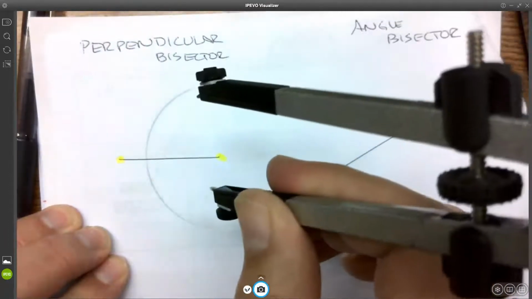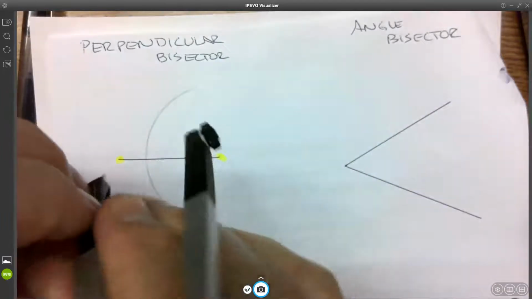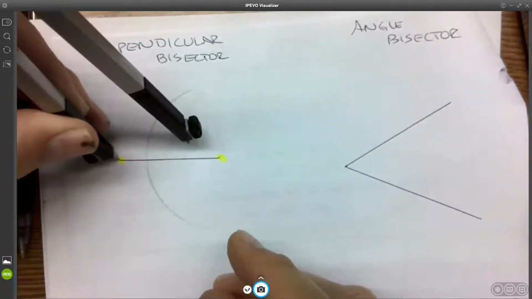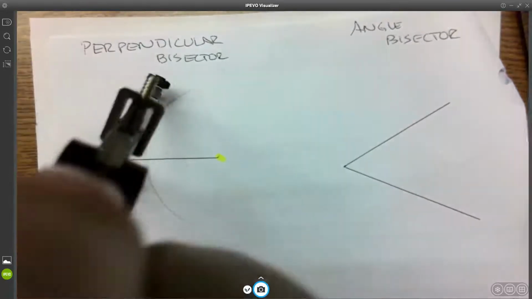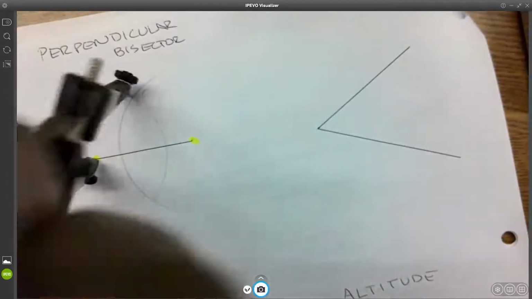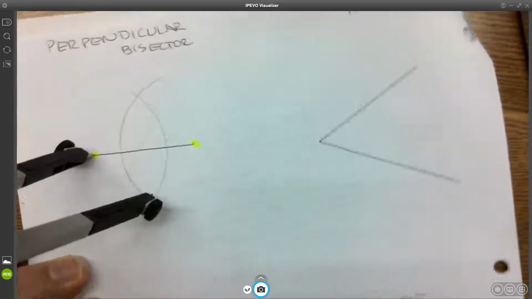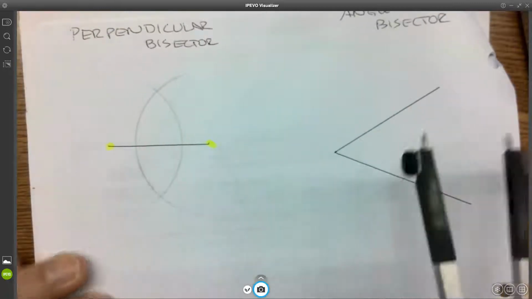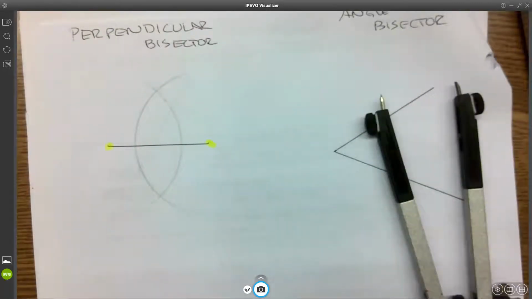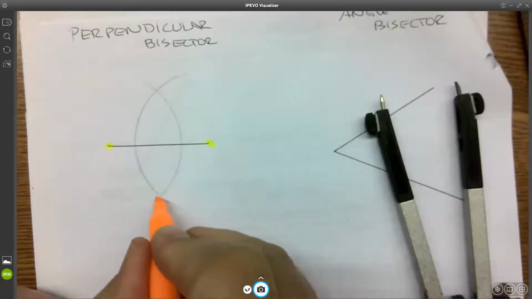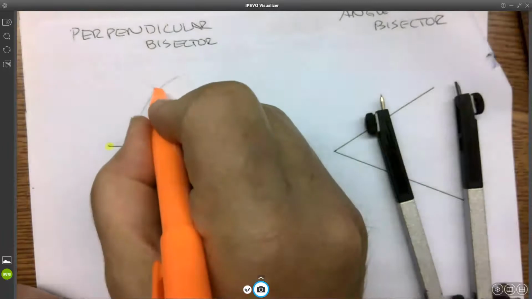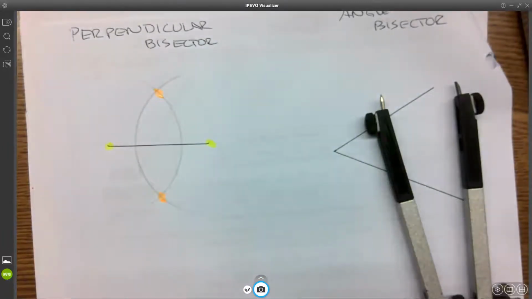And I'll pick up my compass, keeping it the same size, and move to the left-hand endpoint of my segment. And make another arc that's exactly the same size as my first one. It makes a football, or what I call a football. And you'll notice that the endpoints, the pointy parts of the football, are points of intersection.